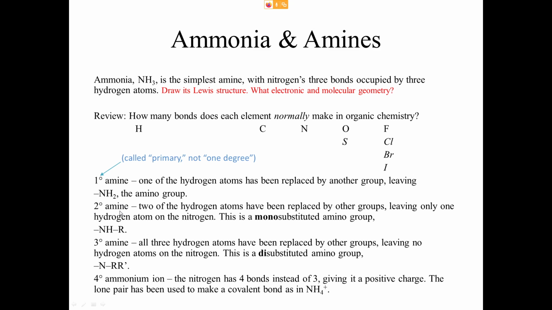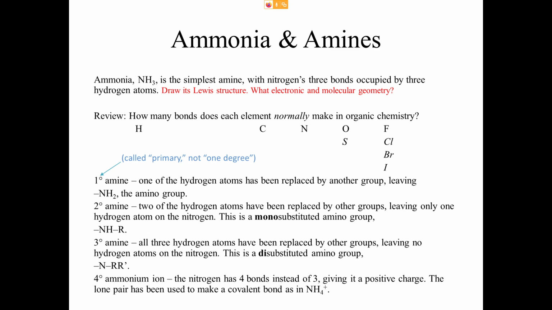A secondary amine is when we've replaced one of those H's with some other R chain. So there's only one H left. This nitrogen is now spanning between two chains of carbons, and it still has one hydrogen. If I replace that hydrogen with a third chain, now this nitrogen is making three bonds to three different carbon chains. And this is called a tertiary amine.